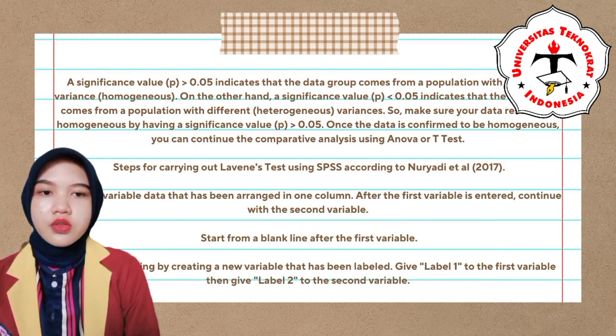Steps for carrying out Levene test using SPSS according to Nuryadi et al. Enter the variable data that has been arranged in one column. After that, the first variable is entered. Continue with the second variable, starting from a blank line after the first variable. Create case coding by creating a new variable that has been labeled. Give label 1 to the first variable. Then give label 2 to the second variable.